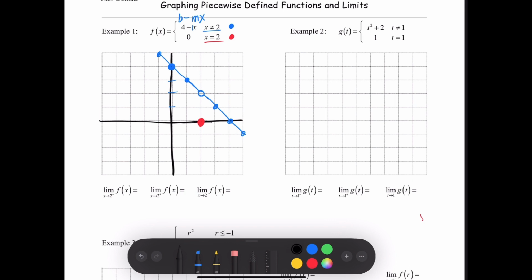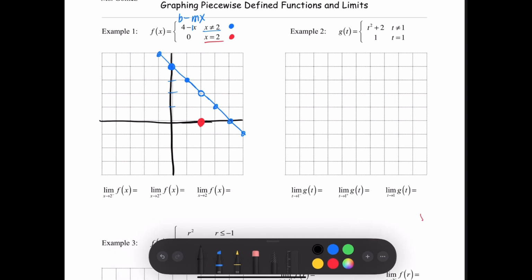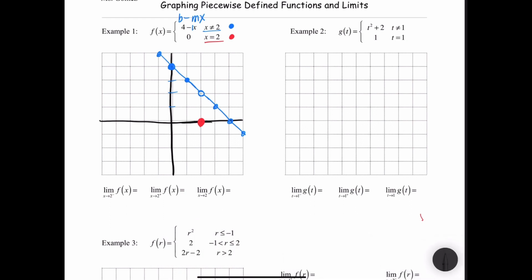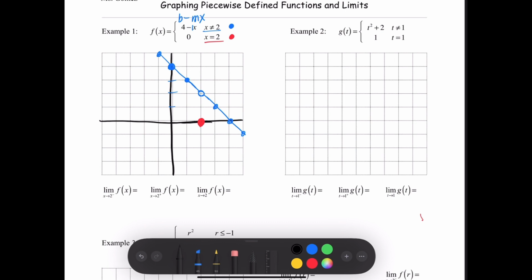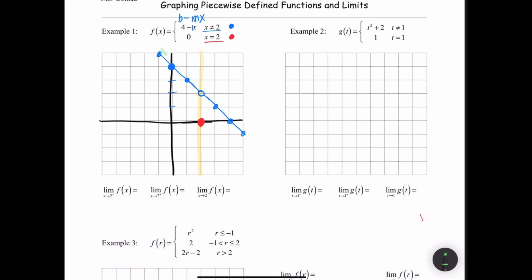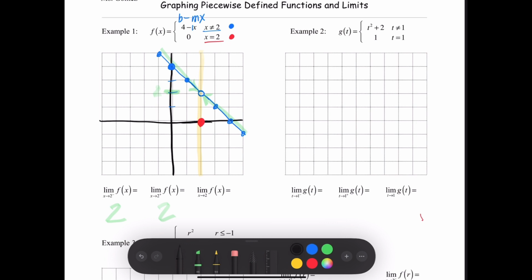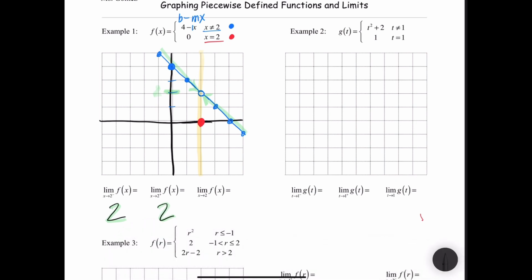So it says the limit of f of x as x approaches 2 from the left. So if I approach 2, right, here is 2. Again, one more time to highlight. If I'm going to be approaching this limit from the left, I'm approaching the y value of 2. Okay? And as I approach the x value of 2 from the right, I'm also approaching the y value of 2. And so because the left and the right side match, I know the limit of f of x as x approaches 2 is 2.